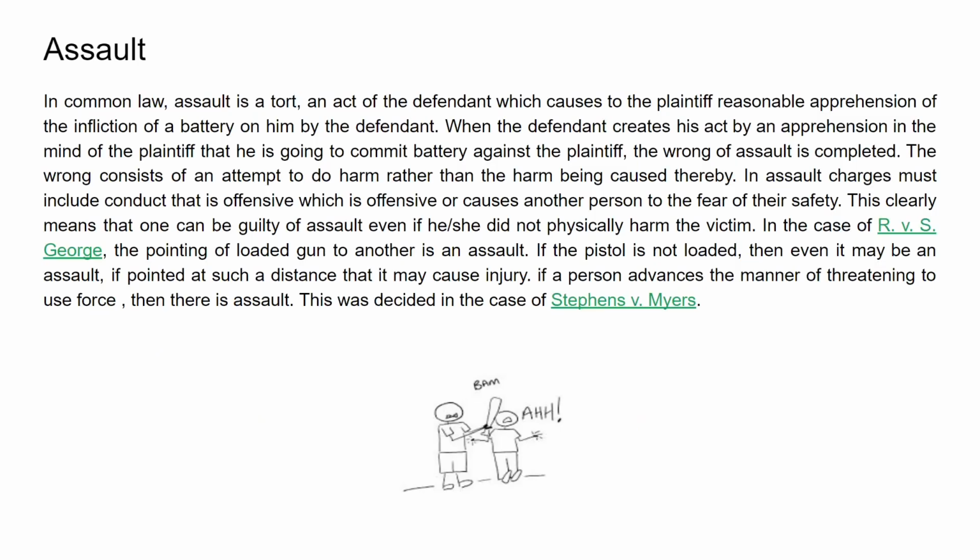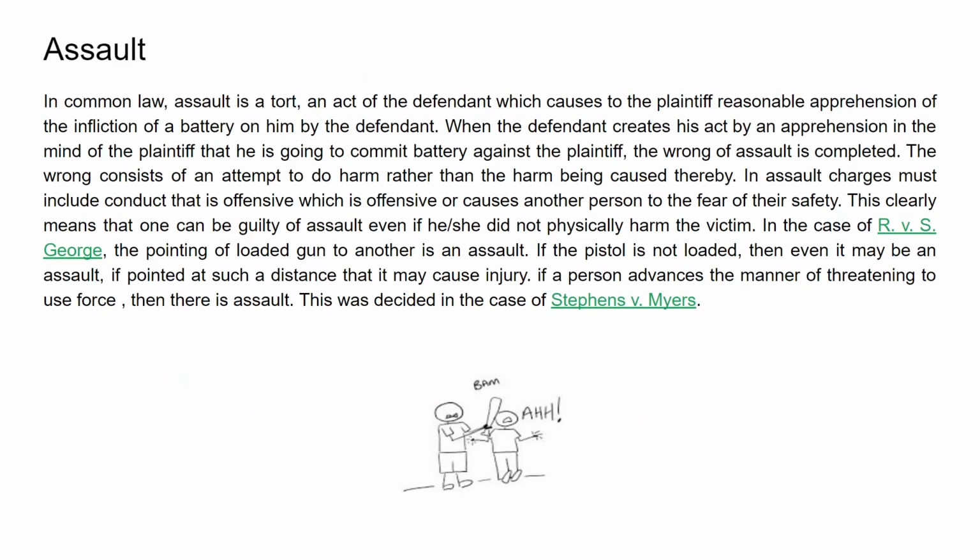Assault. In common law, assault is a tort, an act of the defendant which causes the plaintiff reasonable apprehension of the infliction of a battery on him by the defendant. When the defendant, by his act, creates an apprehension in the mind of the plaintiff that he is going to commit battery against the plaintiff, the wrong of assault is completed. The wrong consists of an attempt to do harm rather than the harm being caused thereby.